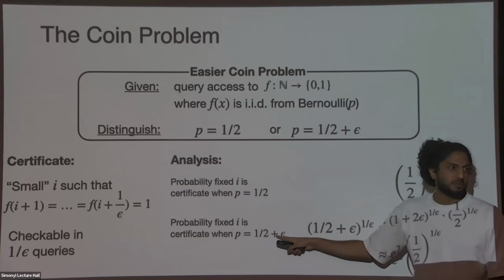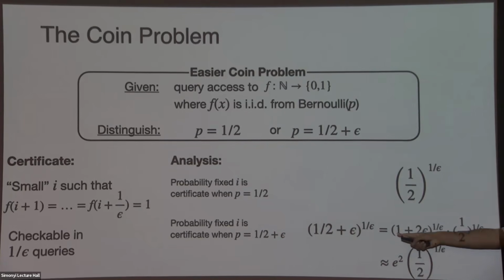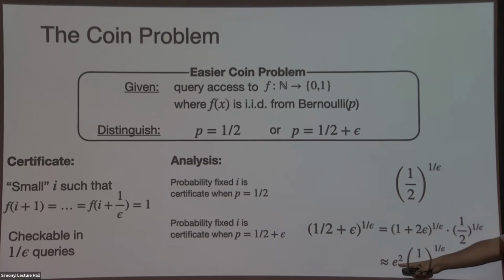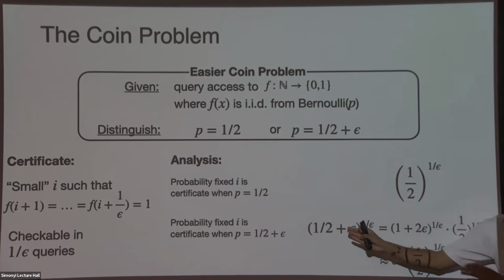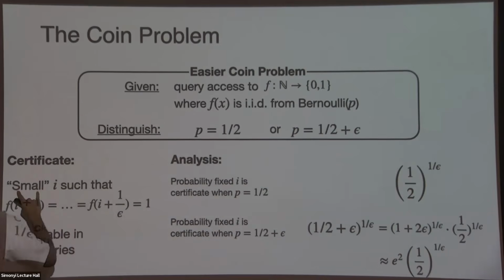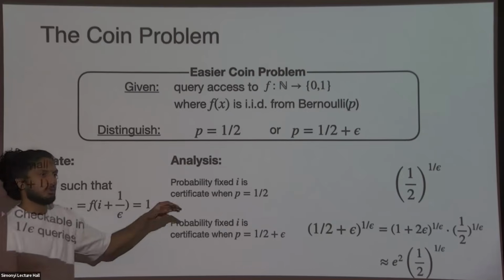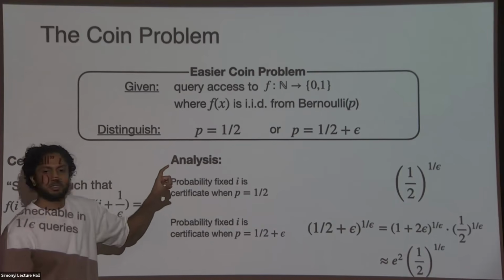But if p equals 1/2 plus epsilon, well, what do I get? 1/2 plus epsilon to the 1 over epsilon. I can factor that into 1 plus 2 epsilon times 1/2, with the 1 over epsilon power on both sides. Use your approximation, that's e squared, and the other factor is the same number as before. So there's an e squared factor difference here. As long as I choose a sufficiently good value of small here, I expect, with noticeable probability, some constant probability difference between these two cases.